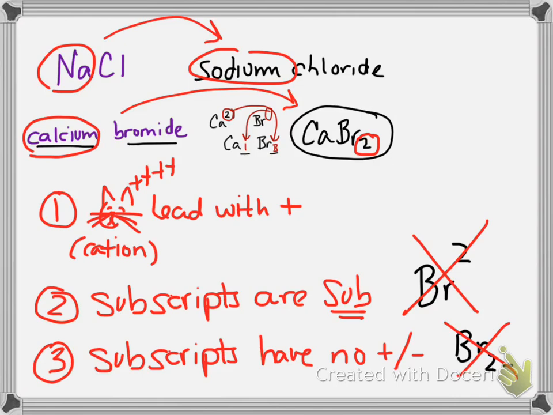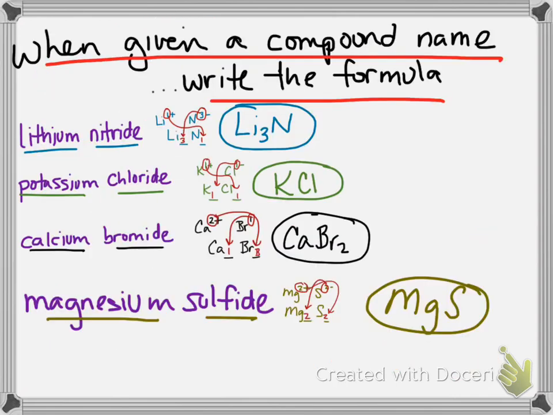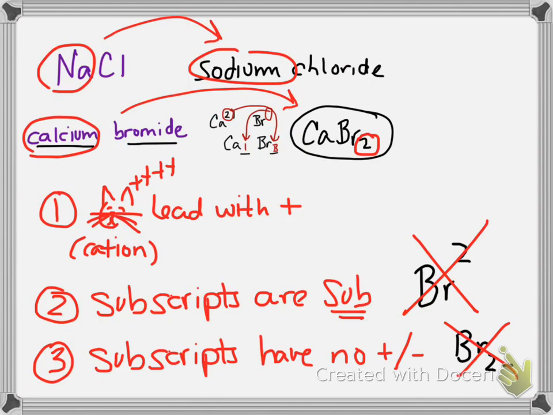Subscripts simply tell us how many of a particular ion there are. If we look here, the subscript tells us that there are 3 lithium ions for every nitride. Here, the subscript tells us that there are 2 bromide ions for every calcium ion. That's it. So, whether you're going from a formula to a name or a name to a formula, you should now have enough information to practice writing names and formulas for binary ionic compounds. Good luck!